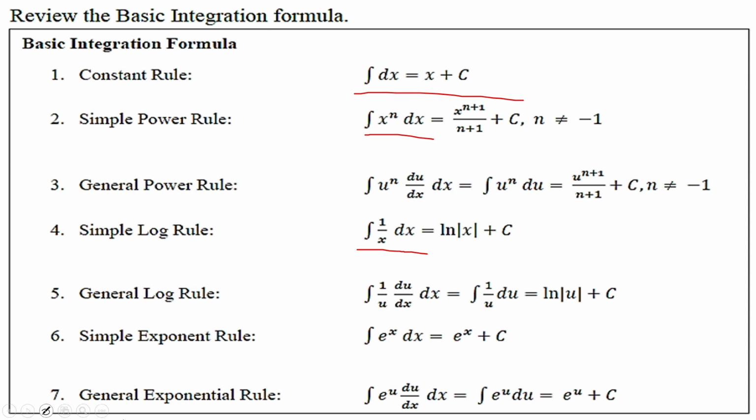And the general exponential rule. Therefore, it will be the definite integral of e raised to u du over dx times dx. So your answer will be the definite integral of e raised to u du is equals to e raised to u plus c. Okay, let's have examples later on in the next slides. So you don't need to memorize this one as long as you know the process.